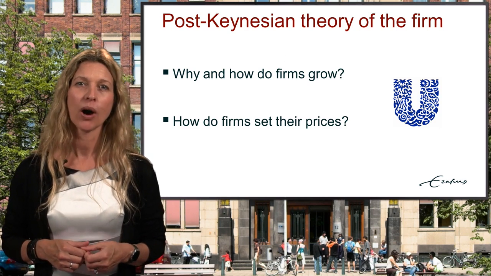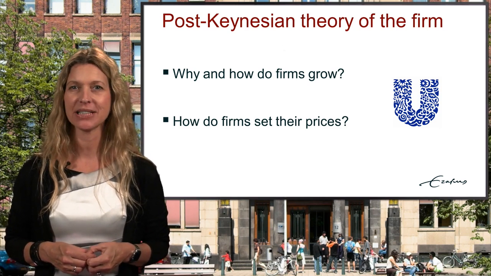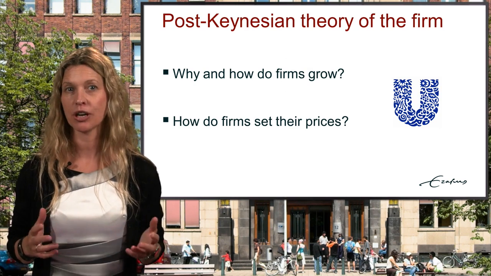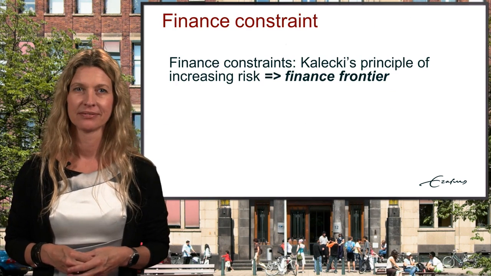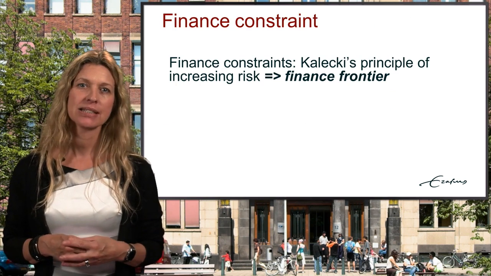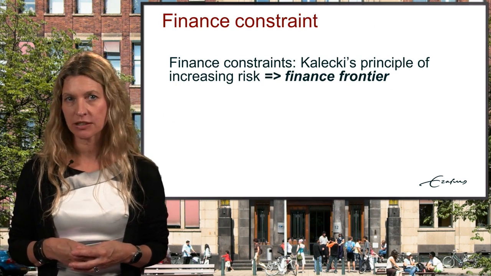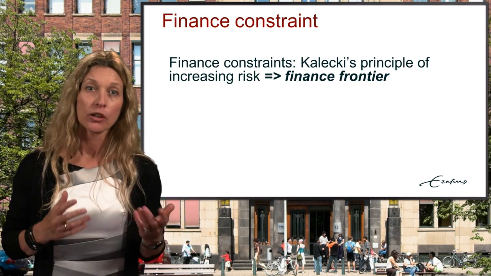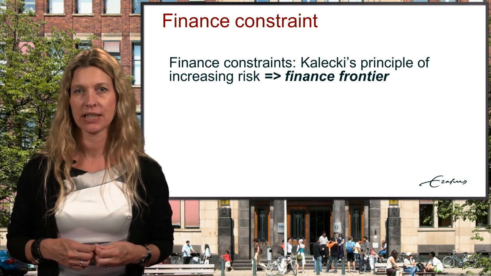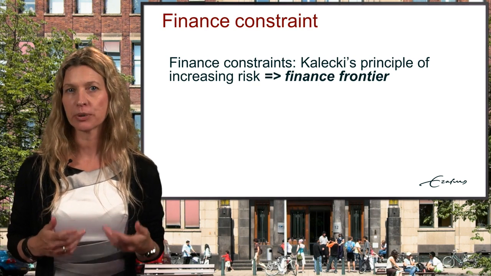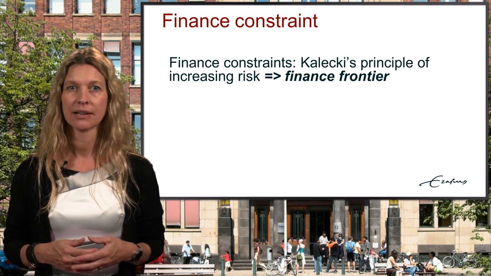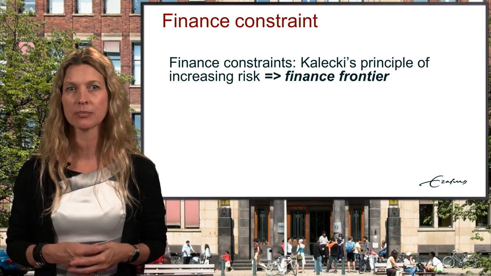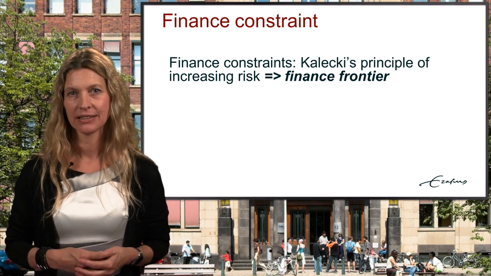Let me now tell you how post-Keynesian economists explain such a business growth. Post-Keynesian economists have identified two constraints to the growth of firms. The first one is the finance constraint. This is determined by the principle of increasing risk, identified by the policy economist Michael Kalecki.